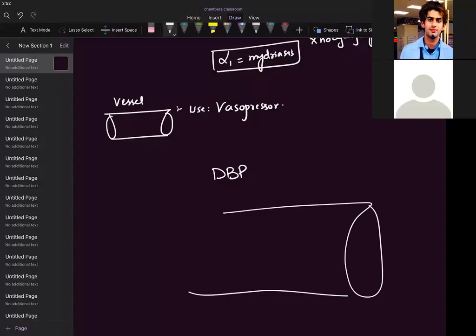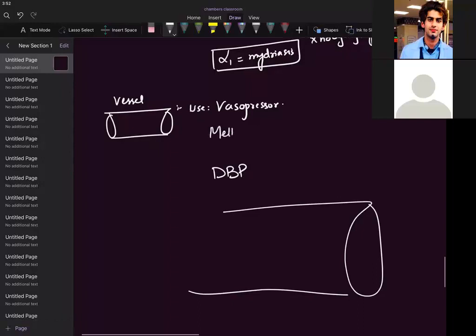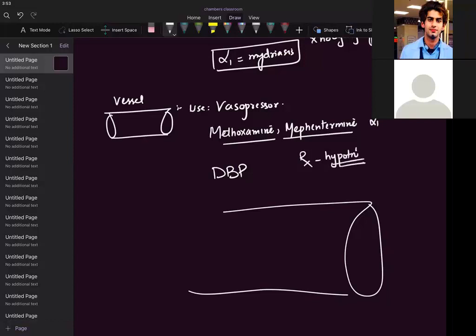So what I will be doing is using these as vasopressors. What are the vasopressors? I can use methoxamine and mephentermine. These are alpha 1 agonists which are used to treat hypotension. Hypo means I have a decreased blood pressure, so the purpose will be increasing the blood pressure.